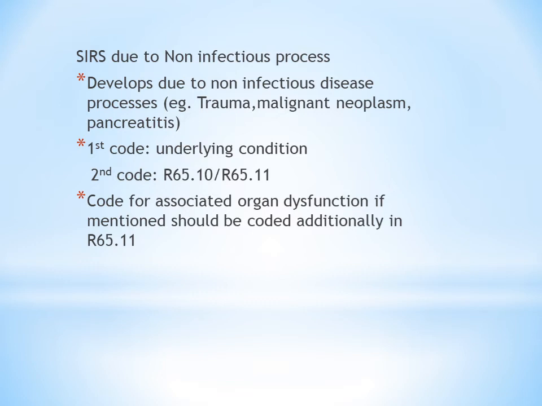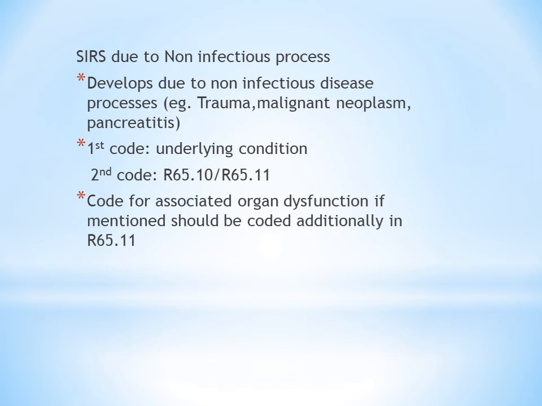Next one is SIRS due to non-infectious process, or systemic inflammatory response syndrome due to non-infectious process. If systemic inflammatory response syndrome develops due to a non-infectious process, for example trauma, malignant neoplasm or pancreatitis, the first code should be the underlying condition and the second code should be R65.10 or R65.11. For example, if it occurs due to malignant neoplasm, the first code should be the code for malignant neoplasm and the second code should be R65.10 or R65.11.